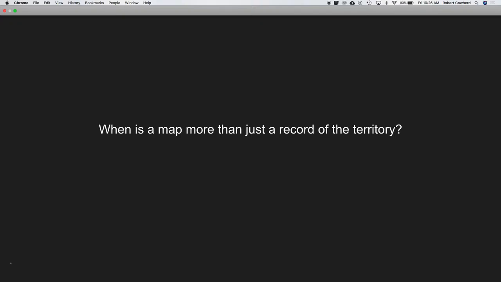So we get to this very basic question, when is a map more than just a record of the territory? This has come up before, right? When did this come up before in class? When is a map more than just a passive record of the world?